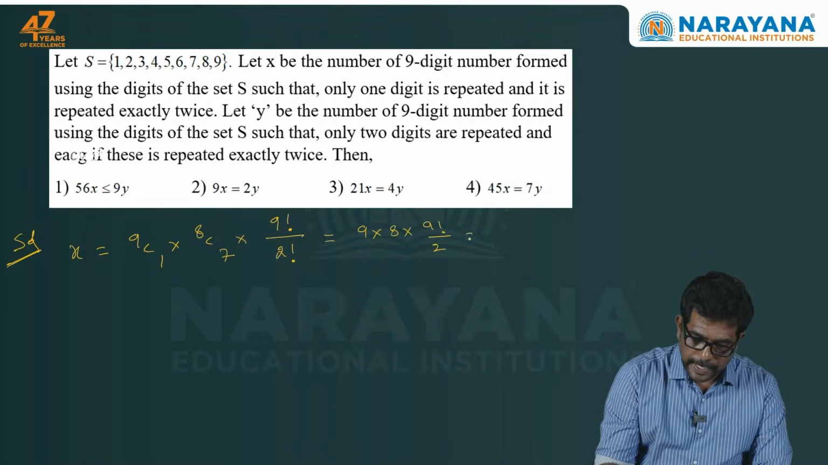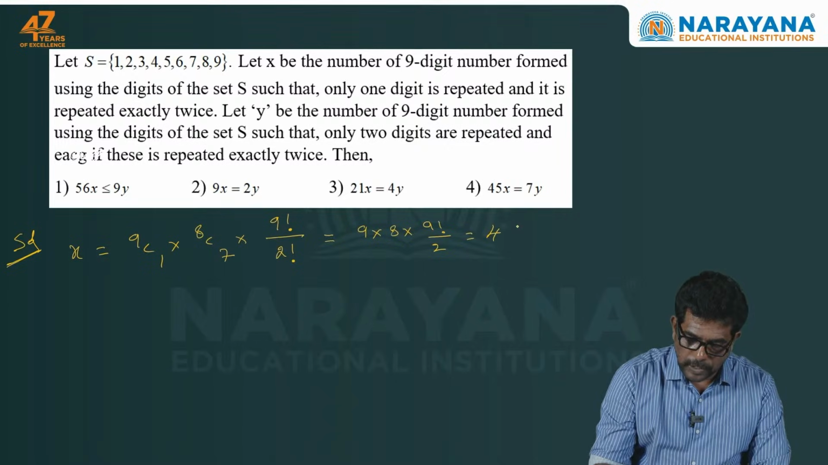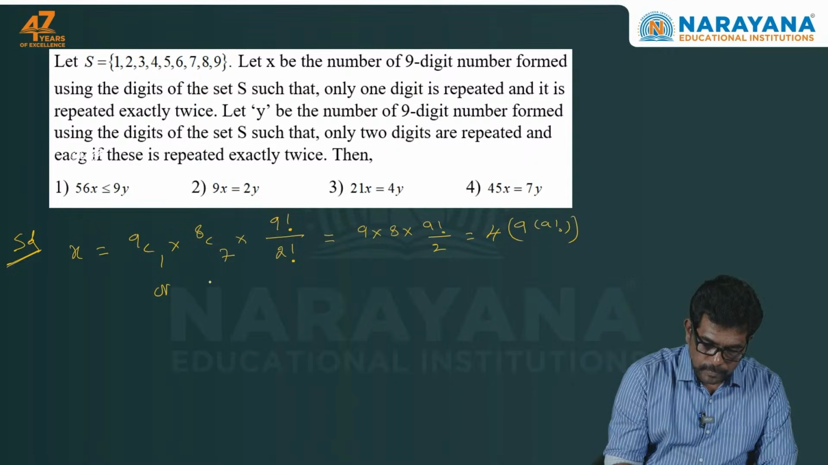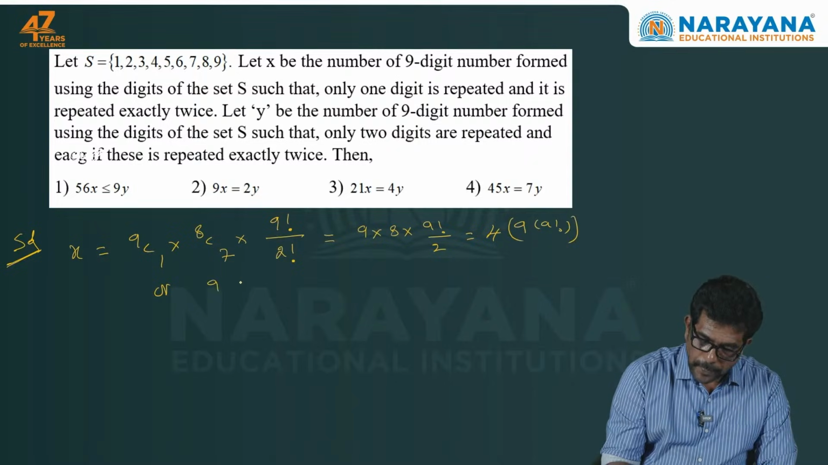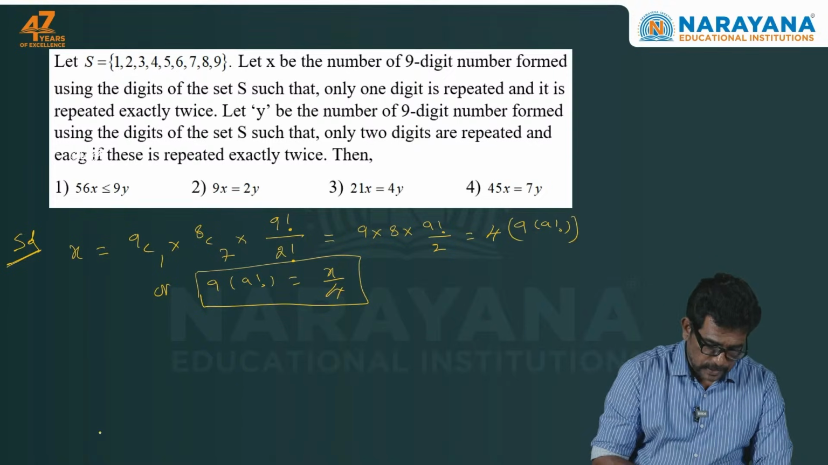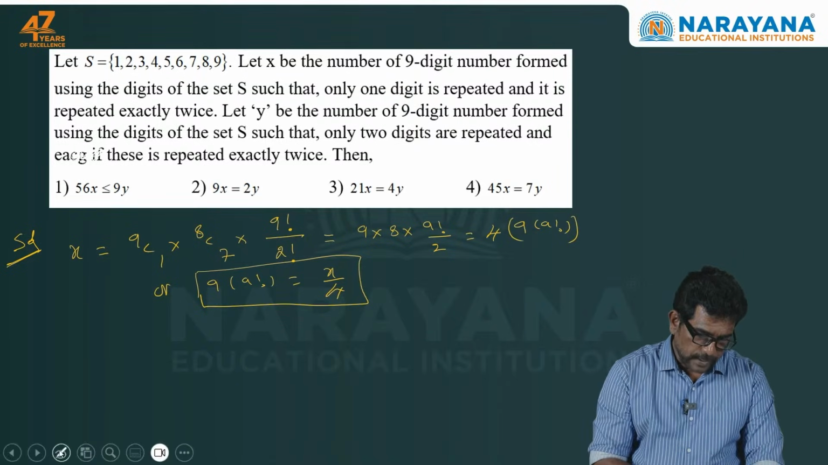That is, X is equal to 4 times 9 into 9 factorial, or 9 into 9 factorial is equal to X by 4. I am using this in the next calculation, that is Y. Now Y is also in the same manner.